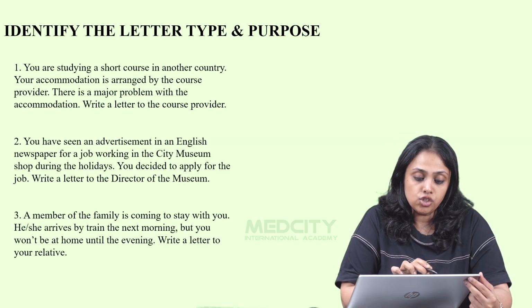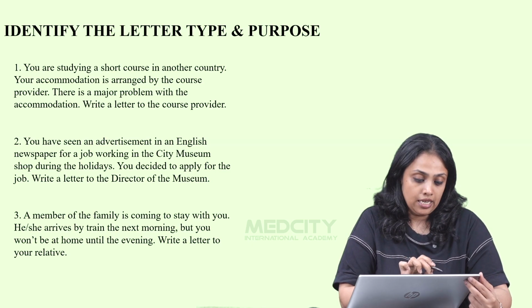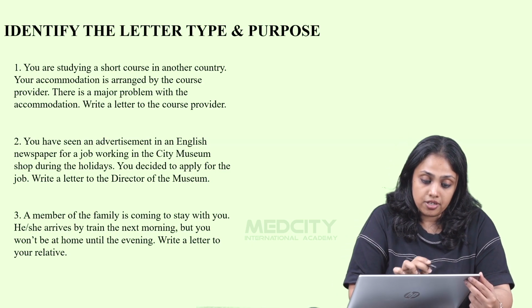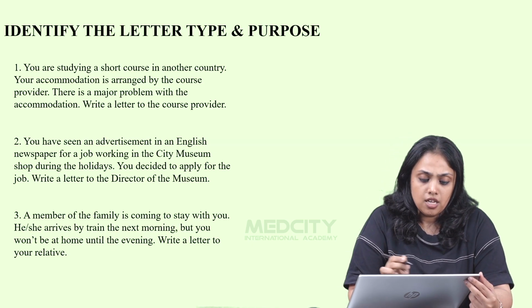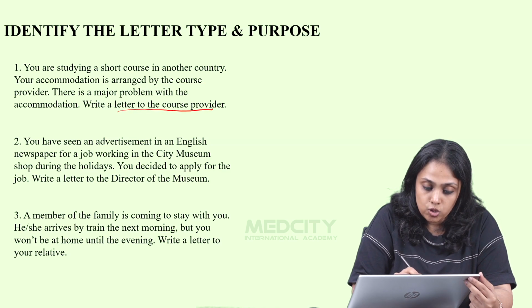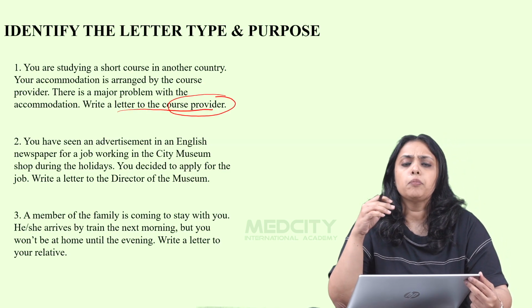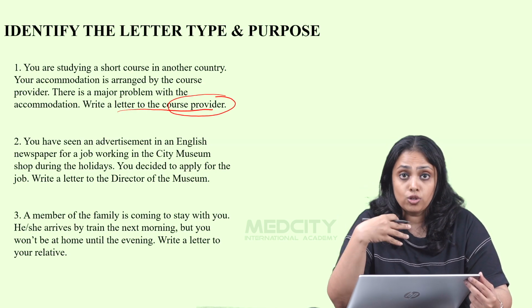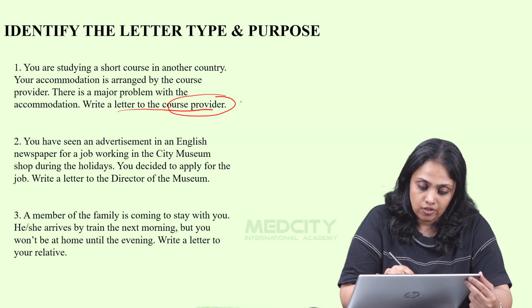You're studying a short course in another country. Your accommodation is arranged by the course provider. There is a major problem with the accommodation. Write a letter to the course provider. So the recipient is the course provider. The course provider is somebody who is in power, but it is your course provider, so definitely that person is familiar to you. So this will be a semi-formal letter.